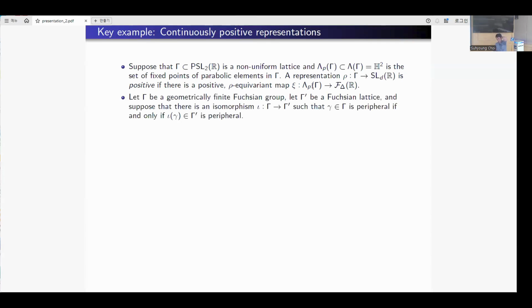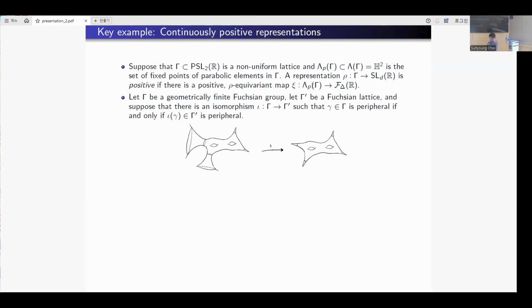So here's what I'm going to say. Let Gamma be a geometrically finite function group, and let Gamma prime be a function lattice. Suppose that there is an isomorphism iota from Gamma to Gamma prime, such that an element little gamma in big Gamma is peripheral if and only if iota of gamma in Gamma prime is peripheral. So what am I doing here?